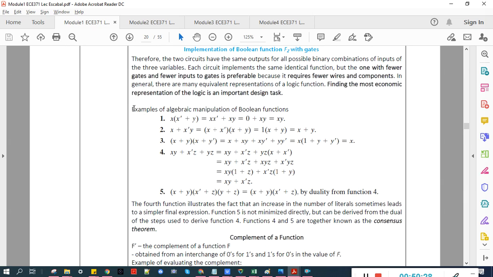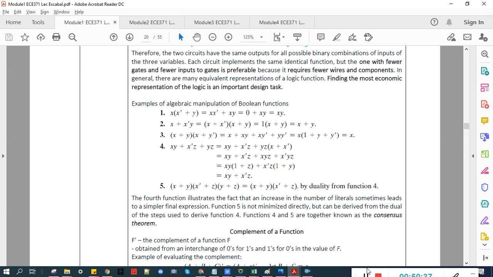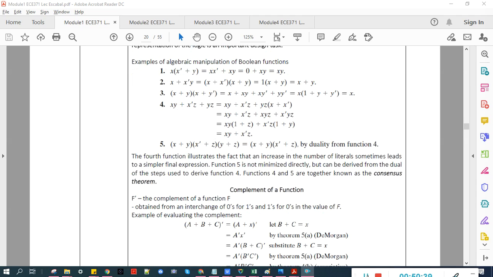Okay, let's go to the examples of algebraic manipulation of Boolean functions. Let's have some more examples. Let's stop here. Let's just continue this in our next video.